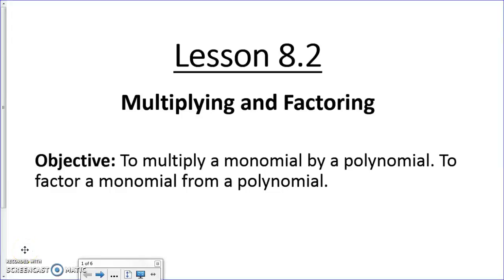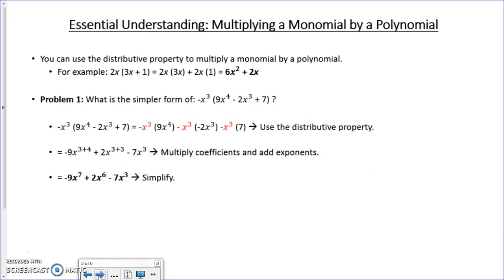Lesson 8.2, Multiplying and Factoring. The objective of this lesson is to multiply a monomial by a polynomial and to factor a monomial from a polynomial. No vocabulary for this section, so you can immediately write this down in your notes.